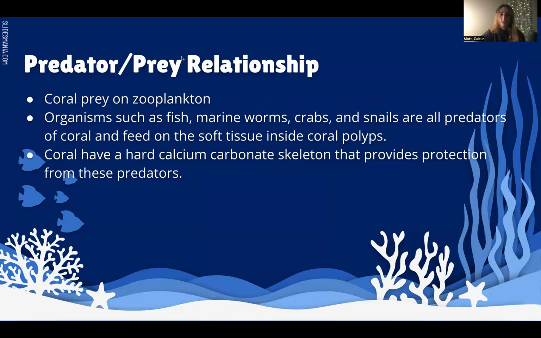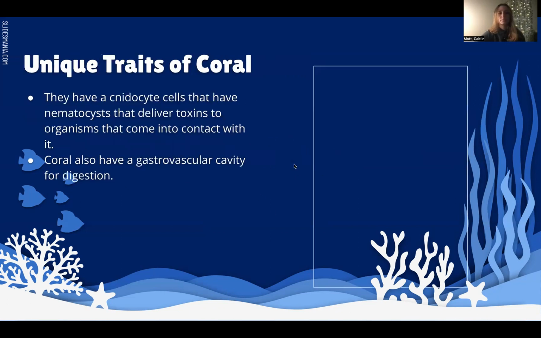As for the predator-prey relationship, coral prey on tiny little organisms like zooplankton. And then organisms such as fish, marine worms, crabs, and snails are actually all predators of coral, and they'll feed on the soft tissue that's inside the coral polyps. And so coral is a hard structure, and it's a hard calcium carbonate skeleton, and that helps protect them from these predators. So that's kind of like their defense mechanism.